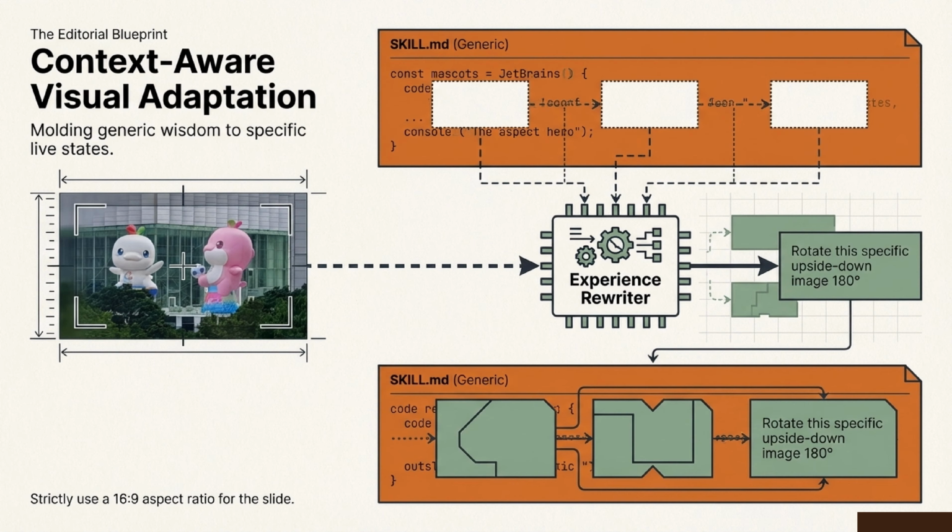But generic wisdom needs to be molded to specific live states, which is exactly what context-aware visual adaptation does. Using an experience rewriter, XSKILL takes a generic skill document and adapts it based on the live visual feed. So, instead of a generic instruction to fix an image, the injected prompt specifically tells the agent to rotate this specific upside-down image 180 degrees, applying precise tactical adjustments to the exact problem on screen.